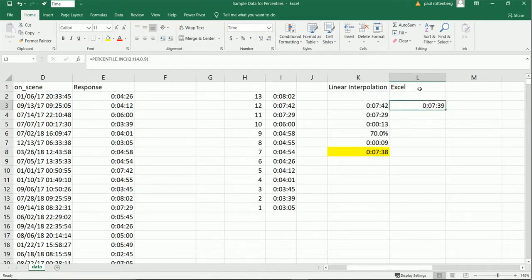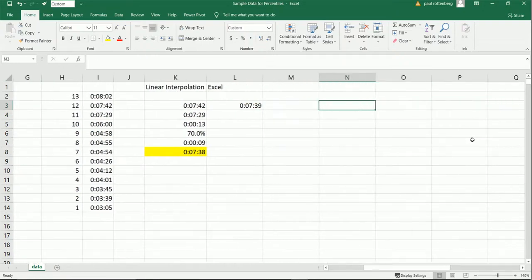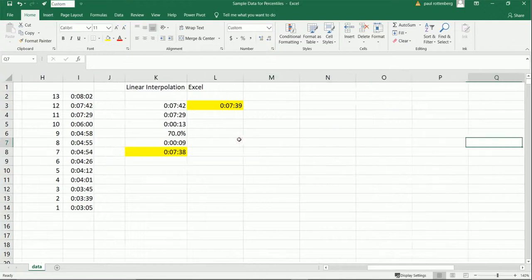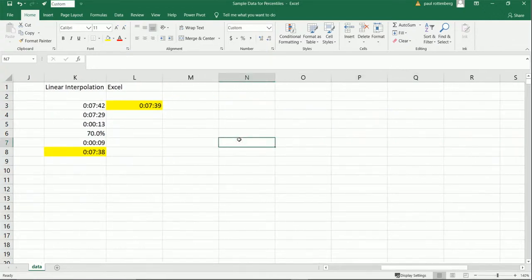Well, why is it different? So we're going to have to explain that. And it's going to take a second, so bear with me. Here's what we're going to do. I'm going to show you what that formula is.